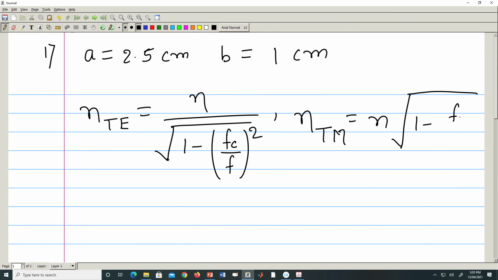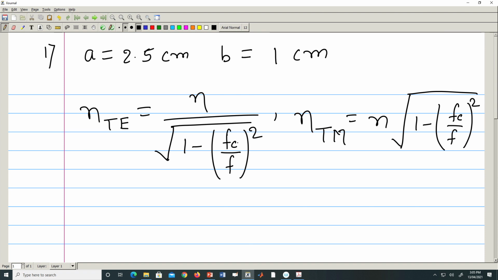Here we need f c, the cutoff frequency. We know the cutoff frequency for each mode is different, so for each mode the cutoff frequency will be different. The wave impedance depends on eta, since it is an air-filled waveguide, and on f c, which differs for different modes, and it also depends on the operating frequency f. So first we can calculate for the TE10 mode.